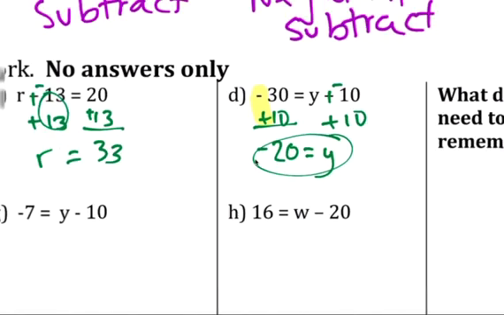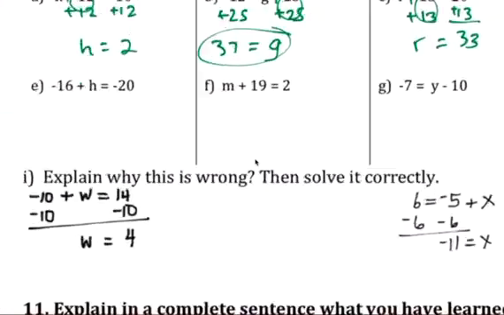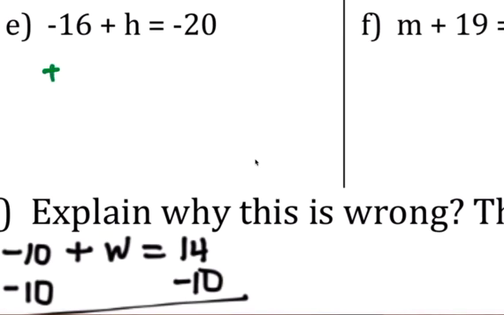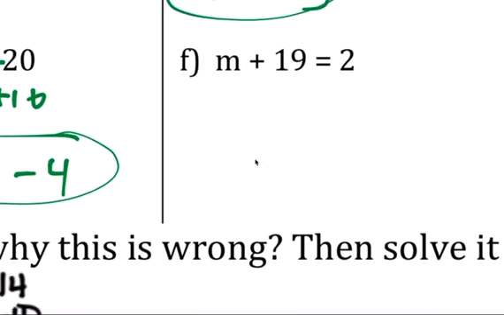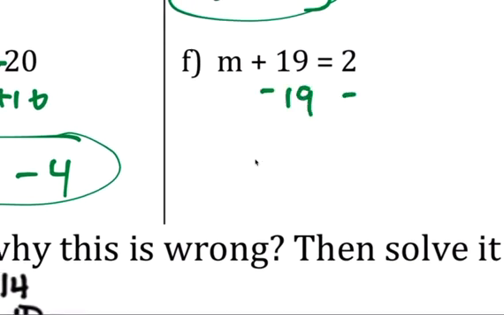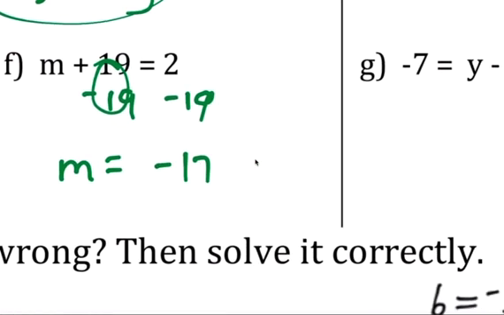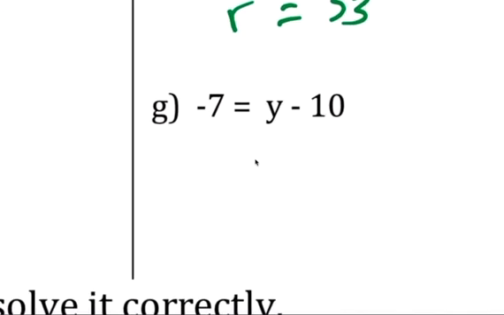Okay, and then add 16 to both sides. That gets you 0 there. Plus h is h. You subtract because there's one negative, so you get -4. Subtract 19. Add 0 there. M plus 0 is m. Get -17. Add 10. 3.